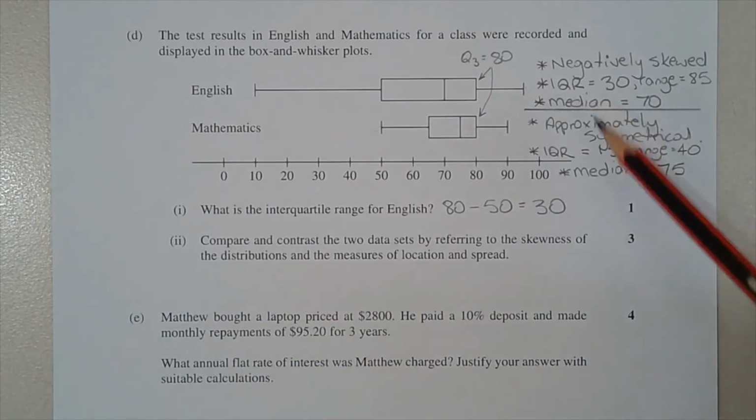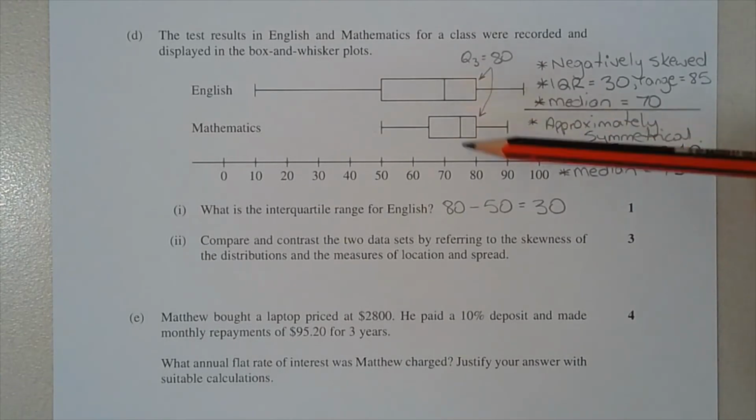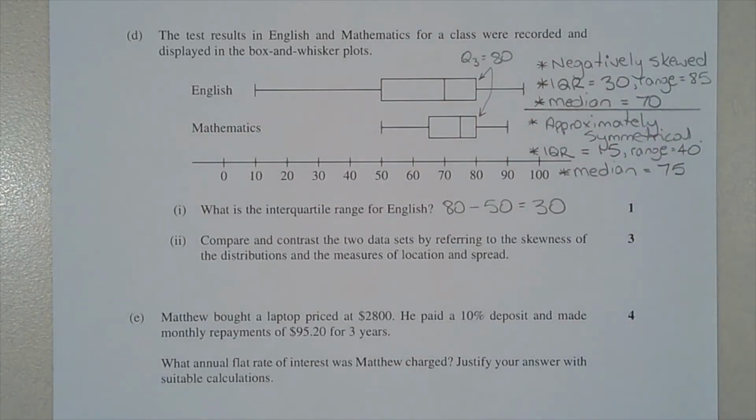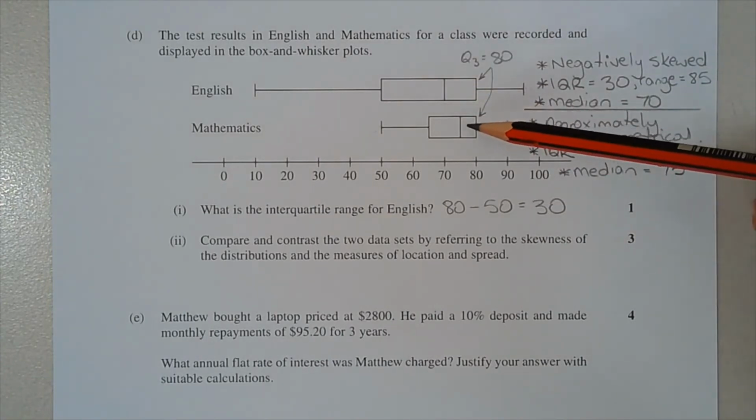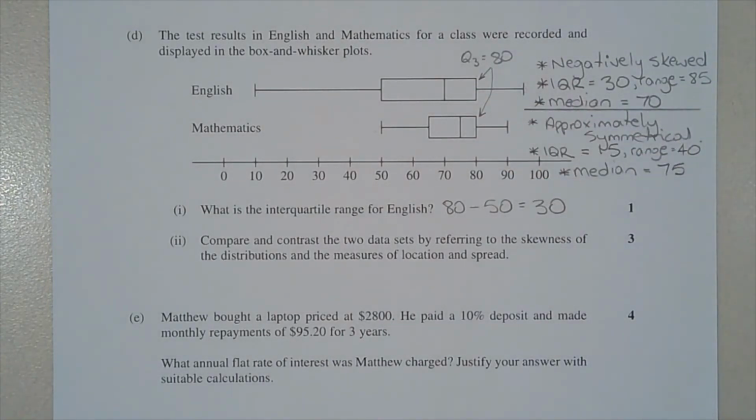Now let's consider the medians. So the median of both is approximately equal to each other. There's not much in it. So the median for English is 70 and the median for mathematics is 75. So we could say that the middle part of the distribution, or the center scores, are roughly equal to each other.